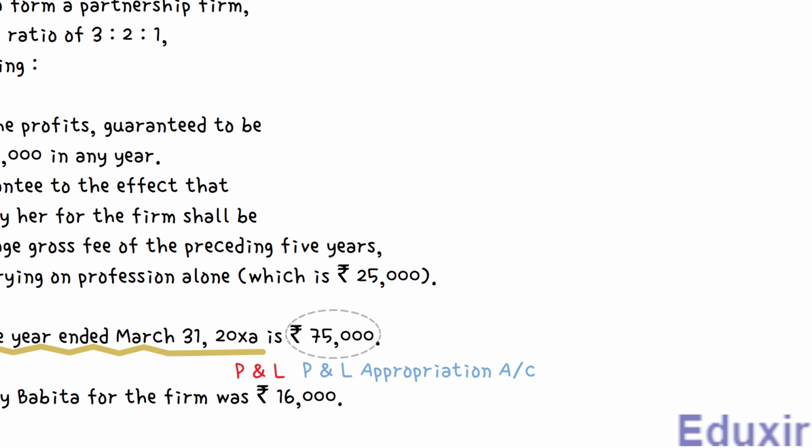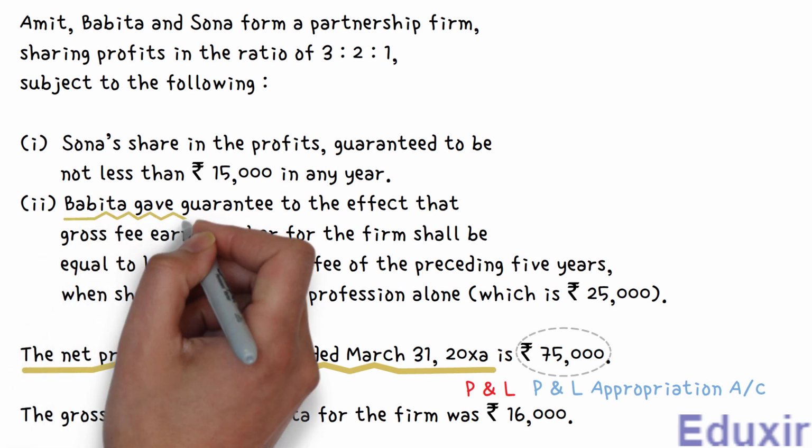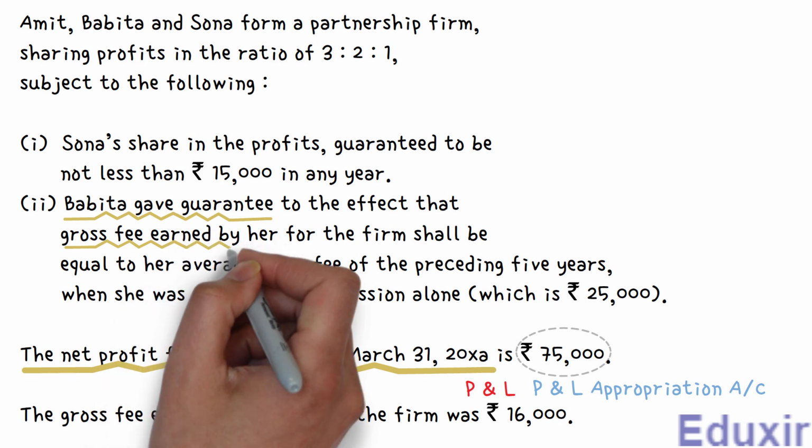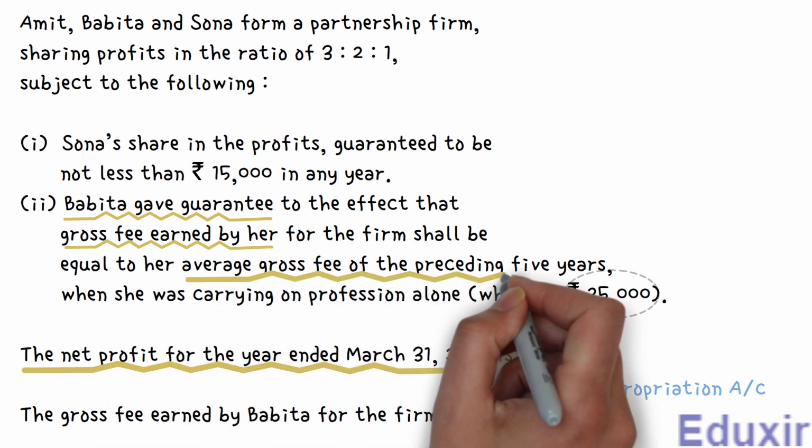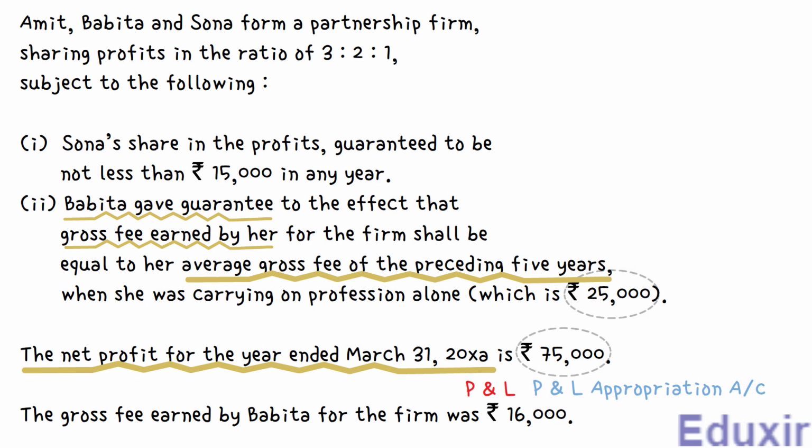Now, if we revisit the problem, we see that the partner Babita gave a guarantee to the firm that the gross fee earned by her will be 25,000 rupees. See, it is given that these 25,000 rupees represent the average of the gross fee earned by her in the past 5 years. But what matters to us is that it is 25,000 rupees. Now, this gross fee refers to the total amount of money earned by a professional or partner before any expenses or deductions are made. It is the total revenue generated by the partner's work. In this case, it is Babita's work. It is not the net profit, it is what the partner bills or earns through their professional services.